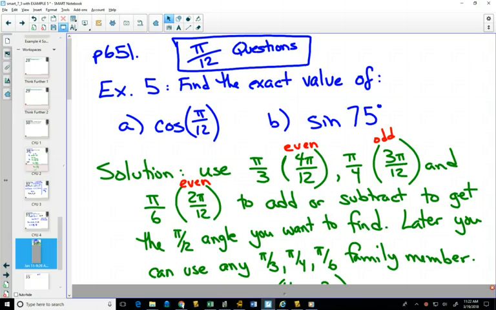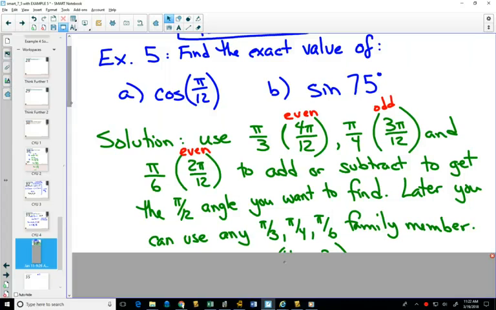So we know pi over 3, pi over 4, and pi over 6. And beside pi over 3, I wrote 4 pi over 12, because that's what pi over 3 is with the denominator of 12. Same thing with pi over 4 and pi over 6 being 3 pi over 12 and 2 pi over 12. And what we want to do is either add or subtract these to get the pi over 12 family member that we want. So looking at cos of pi over 12, can you figure out a way to add or subtract those values that we have to get pi over 12?